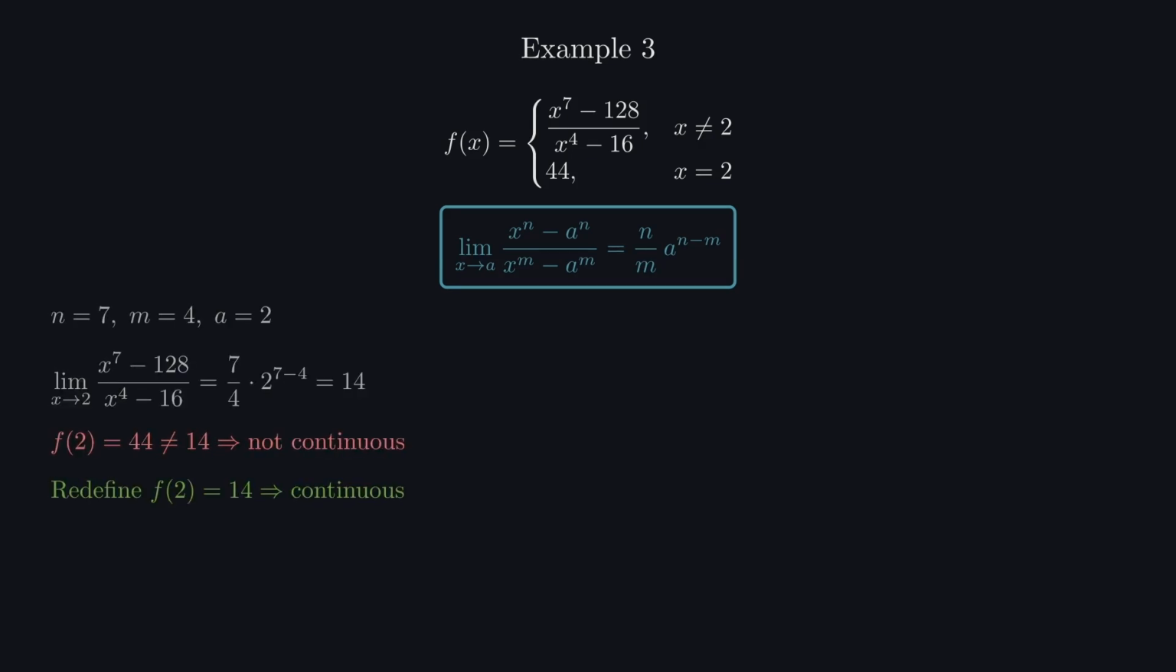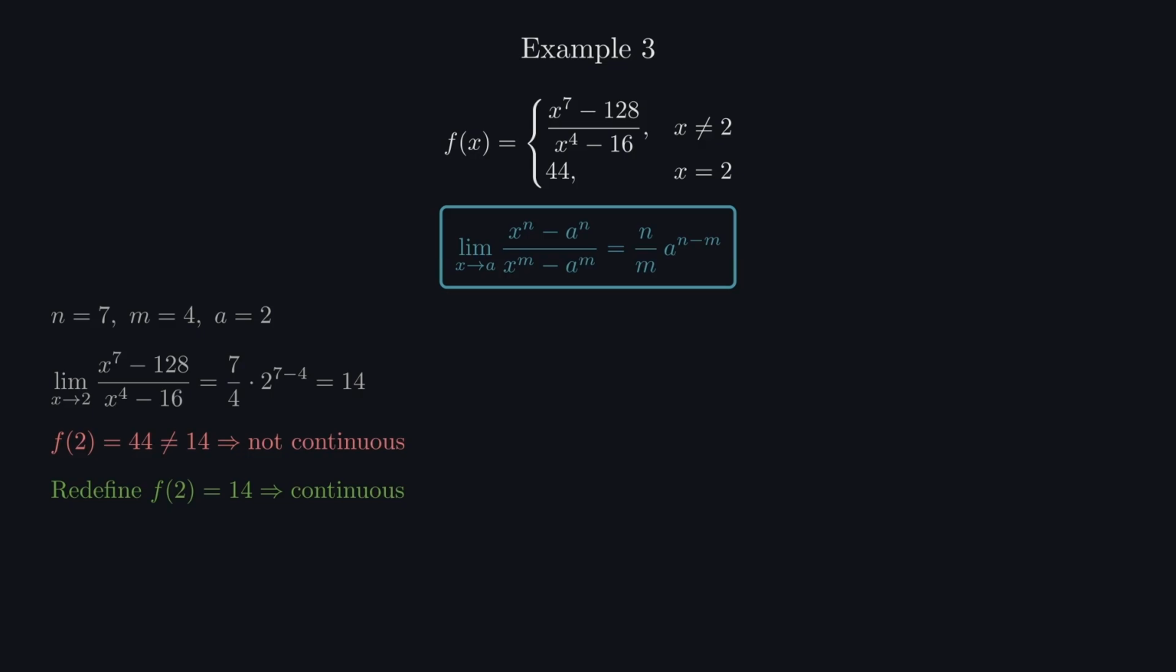The limit as x approaches a of (x to the n minus a to the n) divided by (x to the m minus a to the m) equals n over m times a to the power n minus m. After substitution, the limit equals 14. But the function value is 44, not 14. Therefore, the function is not continuous at 2. Since the limit exists, the discontinuity is removable, and redefining the function value to 14 makes it continuous.